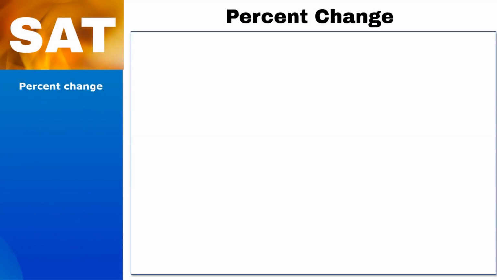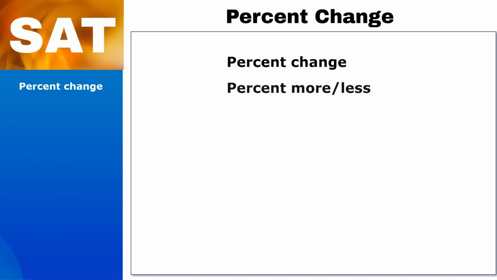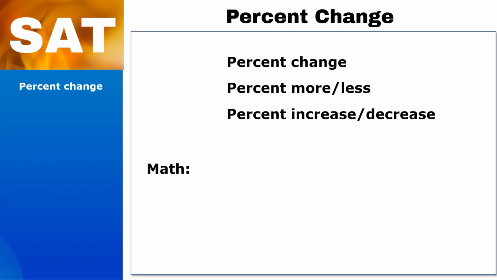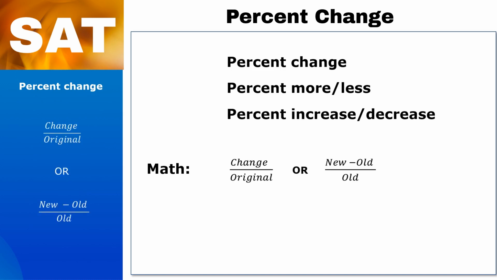They just love percent change questions on the test. And the reason is the language around percent change can get a little confusing, and they love things that are confusing. For example, in English, percent change, percent more, percent less, percent increase or percent decrease, they all mean the exact same thing. In math, they all mean change over original. Or if you want to think of it as new minus old over old, that works too. They both get you to the exact same place.